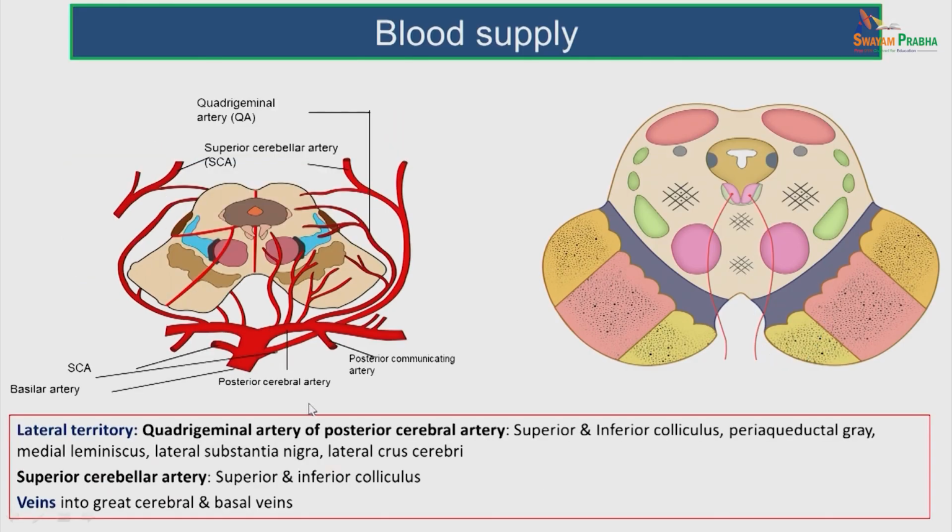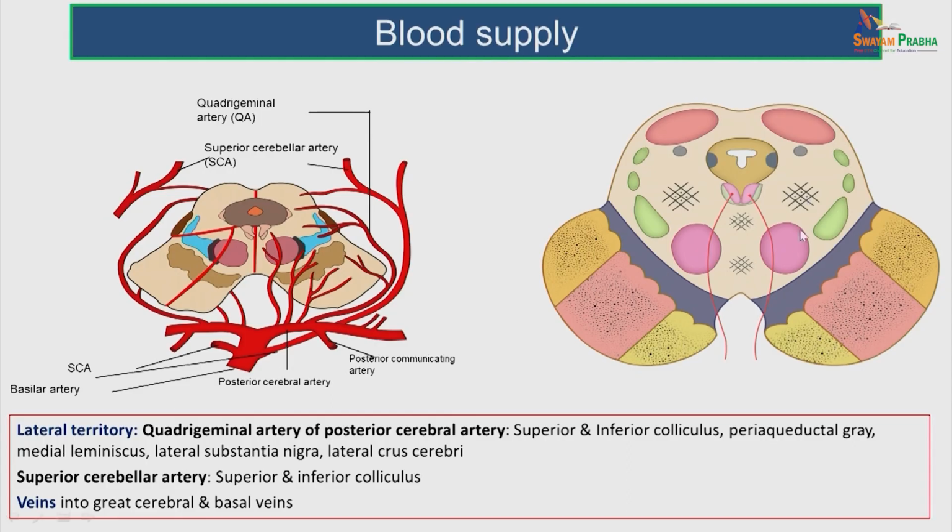Next, the lateral territory. This area is supplied by the quadrigeminal artery of the posterior cerebral artery. Here is the posterior cerebral artery, which gives a branch, the quadrigeminal artery, and this supplies the lateral area. The structures here are both the superior and inferior colliculus, the periaqueductal grey matter, the medial lemniscus, the lateral part of the substantia nigra and the lateral part of the crus cerebri. So this is the lateral territory.